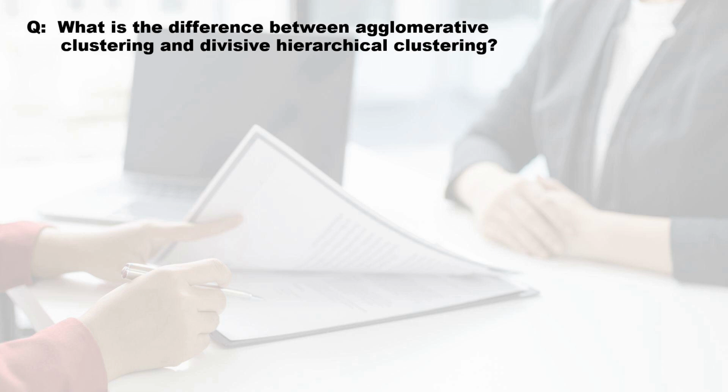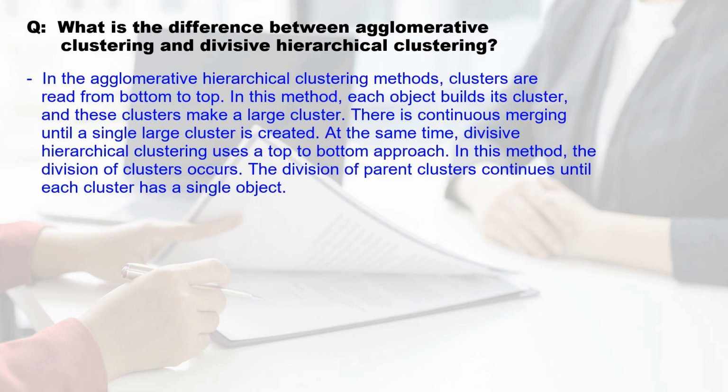What is the difference between agglomerative clustering and divisive hierarchical clustering? In the agglomerative hierarchical clustering methods, clusters are read from bottom to top. In this method, each object builds its cluster, and these clusters make a large cluster. There is continuous merging until a single large cluster is created.